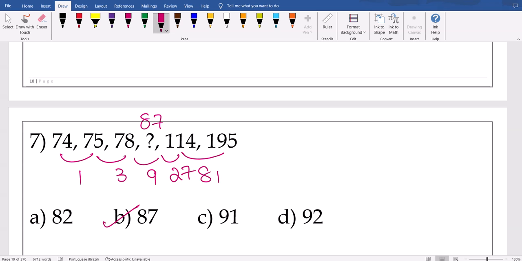So differences will decide the answer to the majority of the questions. So here, just maintain the differences, that will help you solve the question. 1, 3, 9, 27, 18.